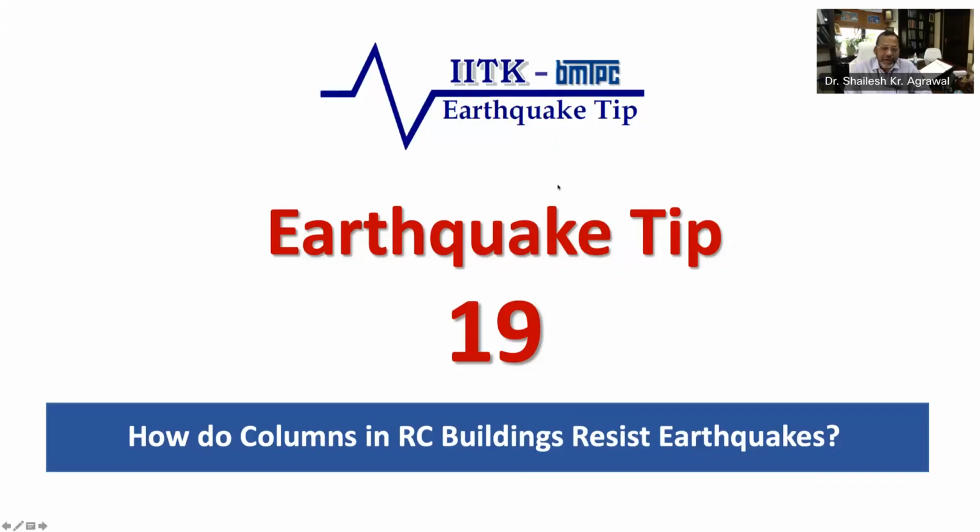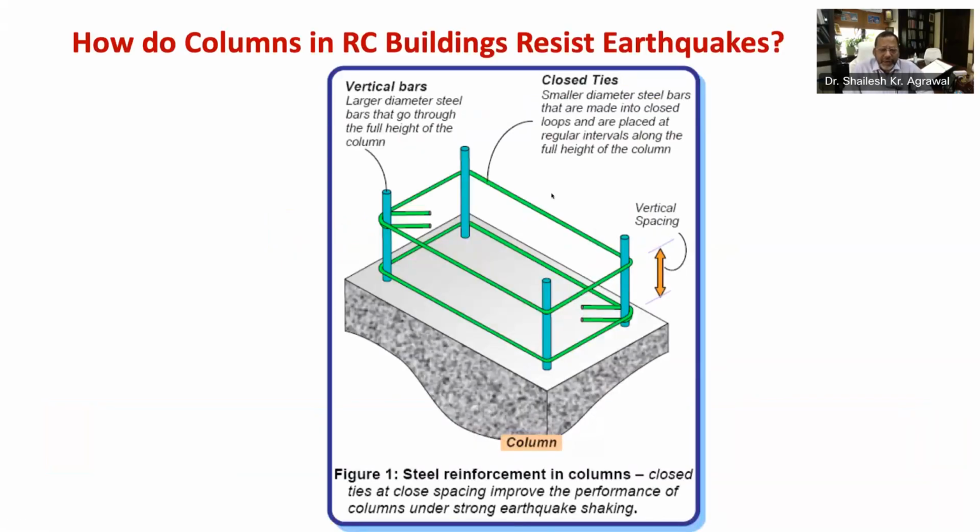But before we start, let's make a pledge that any new structure or building we design or build must be earthquake resistant. The earthquake tip number 19 will explain to you how columns in RC buildings resist earthquakes. In the preceding tip number 18, the behavior of beams under earthquake shaking, their failure mechanism, and reinforcement detailing was discussed. In this tip, we will discuss the column, which is a vertical member in reinforced cement concrete building.